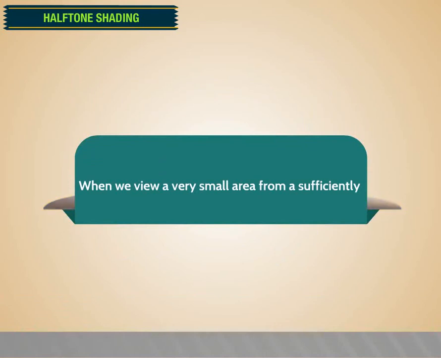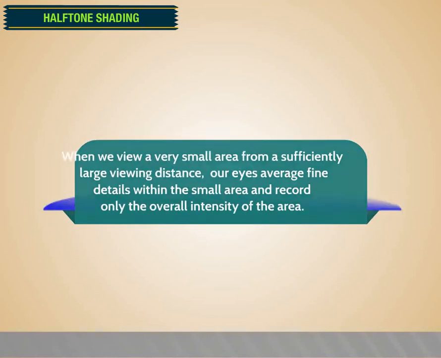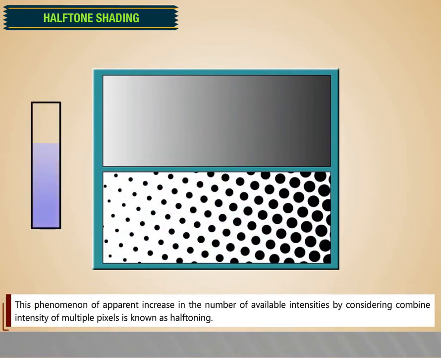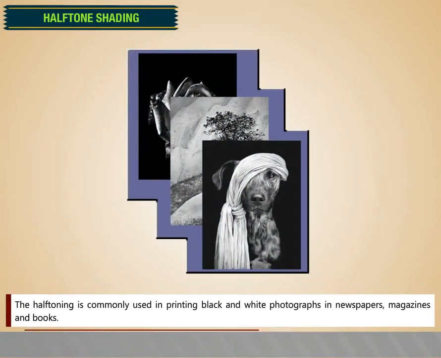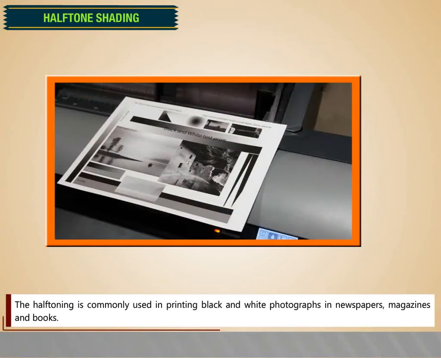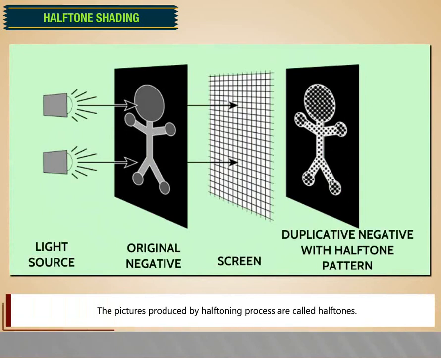When we view a very small area from a sufficiently large viewing distance, our eyes average fine details within the small area and record only the overall intensity of the area. This phenomenon of apparent increase in the number of available intensities by considering the combined intensity of multiple pixels is known as half-toning. Half-toning is commonly used in printing black and white photographs in newspapers, magazines, and books. The pictures produced by the half-toning process are called half-tones.